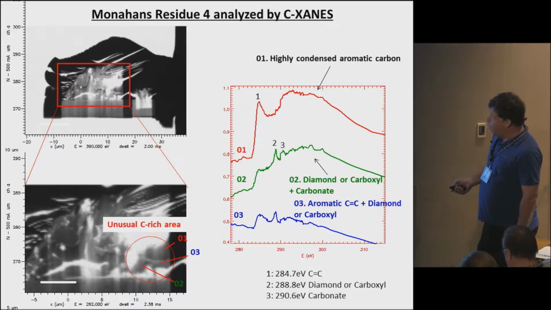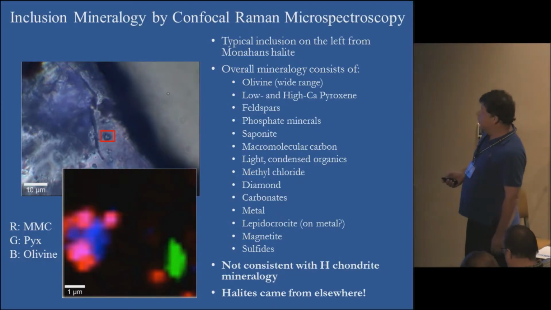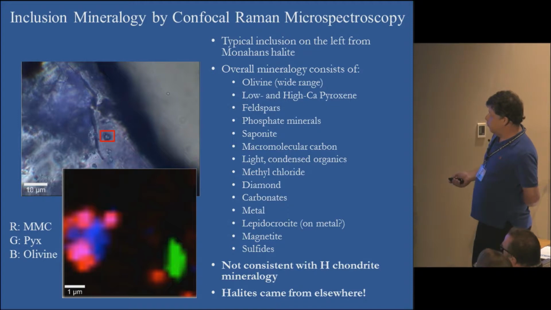There's quite a wide range of organics, even in a single little, several micron sized grain. Again, you see phyllosilicates, which is what you'd expect to see from the interaction of solids and water. This is a summary of what we've seen in these little solids in a single halite grain. It's a pretty wide range of stuff. It's amazing. So it's definitely, as I said, not from the H-chondrite asteroid. This is from somewhere else.